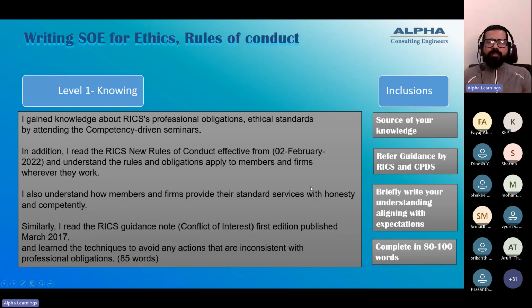Now, this is one model writing for ethics and rules of conduct level 1. Okay. So what should you include?